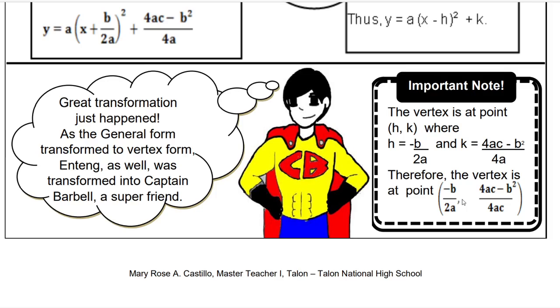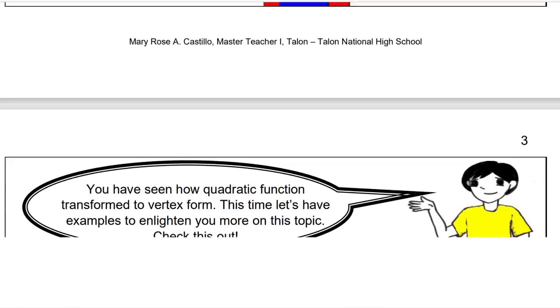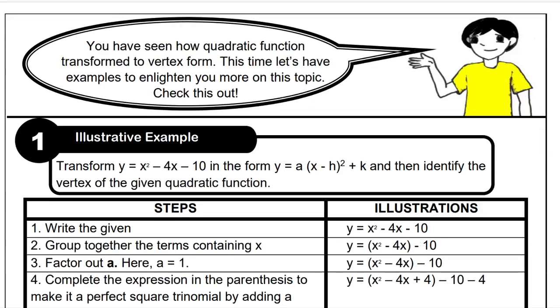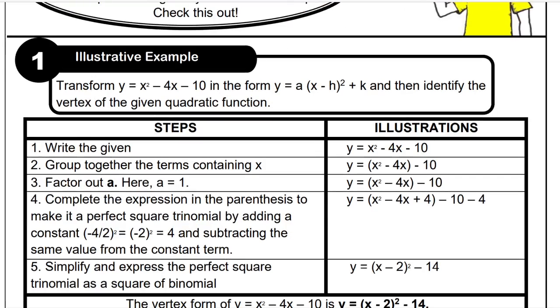So, a great transformation just happened as the general form transformed to vertex form. So Darna as well was transformed into Captain Barbell, a super friend. Oh, very nice costume. So you have seen how a quadratic function is transformed to vertex form. This time, let us have examples to enlighten you more on this topic. So we have an illustrative example.